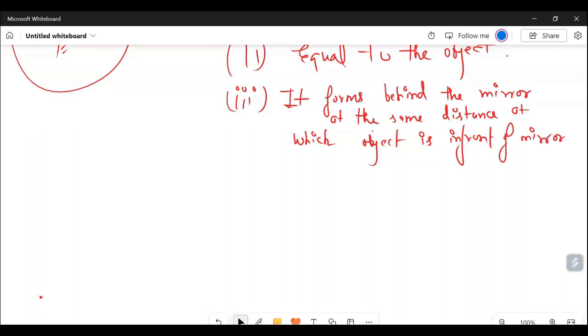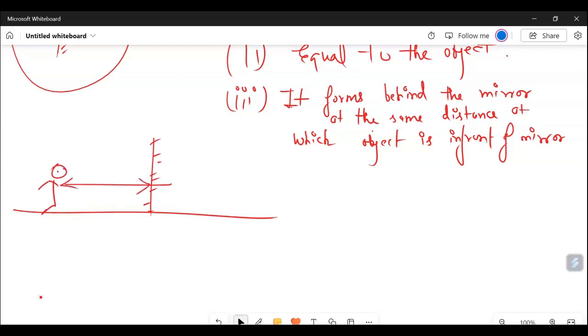So what does it mean? Suppose this is your mirror, a plane mirror, and I am standing here. Suppose this is distance D. So my image is also formed at distance D, and it is like that. This is your mirror. You can make eyes and all. It can be any example for your better understanding.